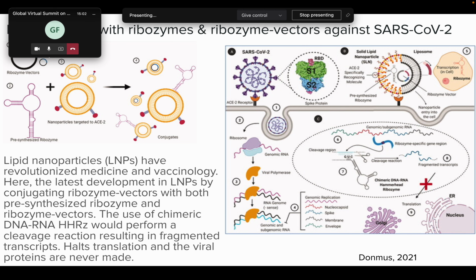Here are the latest developments of LNPs by conjugating ribozyme vectors with both pre-synthesized ribozyme and ribozyme vectors using that chimeric DNA-RNA hammerhead ribozyme, which would perform the cleavage reaction, resulting in the fragmented transcripts. So again, this halts translation and the viral proteins are never made.